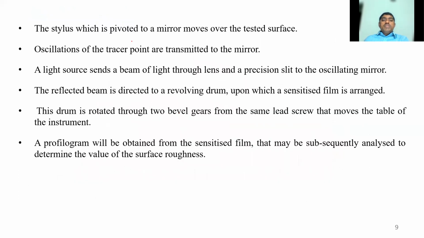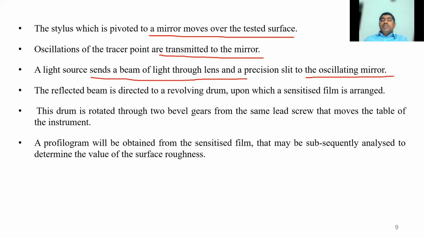So the stylus, which is pivoted to a mirror, moves over the tested surface. So oscillations of the tracer point are transmitted to the mirror. A light source sends a beam of light through a lens and a precision slit to the oscillating mirror. The reflected beam is directed to a revolving drum upon which the sensitized film is arranged.